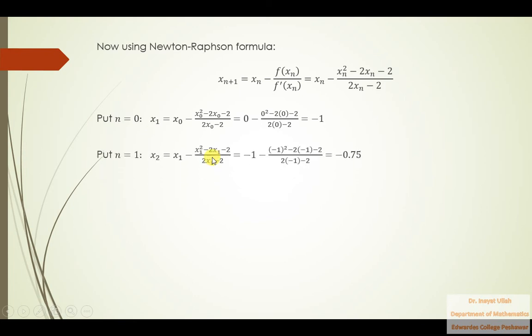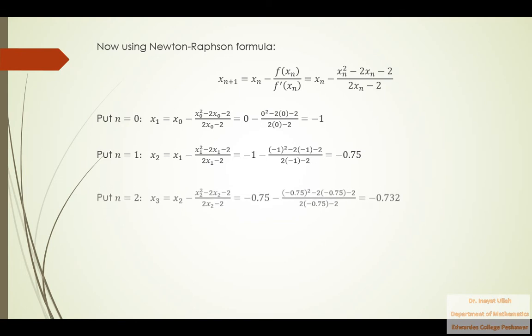Now replacing n is equal to 1 in the Newton-Raphson formula, on the left hand side we will get x2, and on the right hand side all these xn will become x1. But we have calculated the value of x1 as minus 1, so replacing x1 by minus 1 in these three portions and calculating this fraction, we will get minus 0.75.